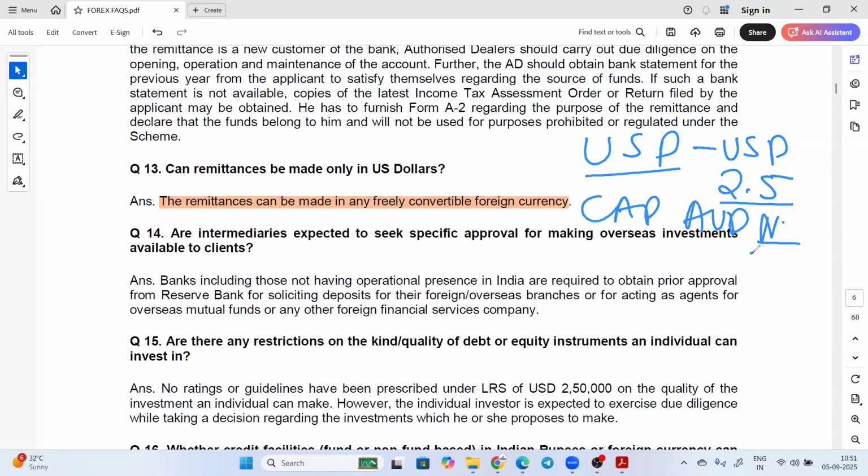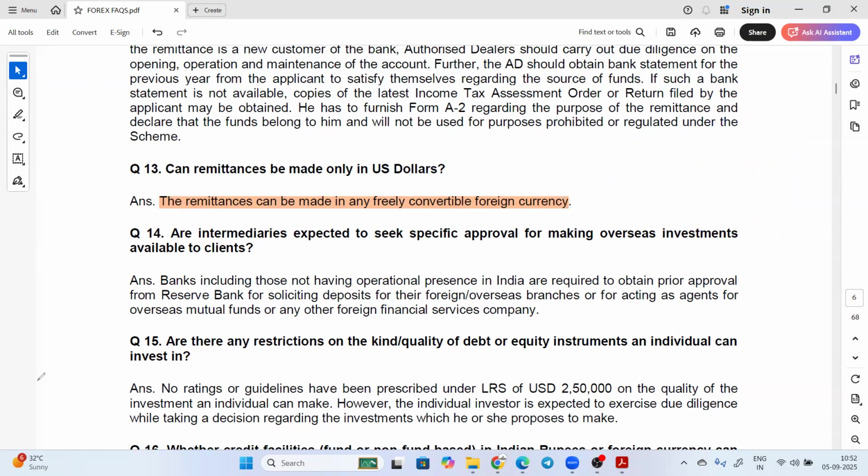Okay, any currency you can use, but when it's about this restriction, you have to see whether it is within the limit, so we have to see the equivalent amount. Suppose somebody is sending Canadian dollars. So he has to see that the amount is equivalent to and below 2.5 lakh USD. So it's not compulsory that remittance can be made only in US dollars.